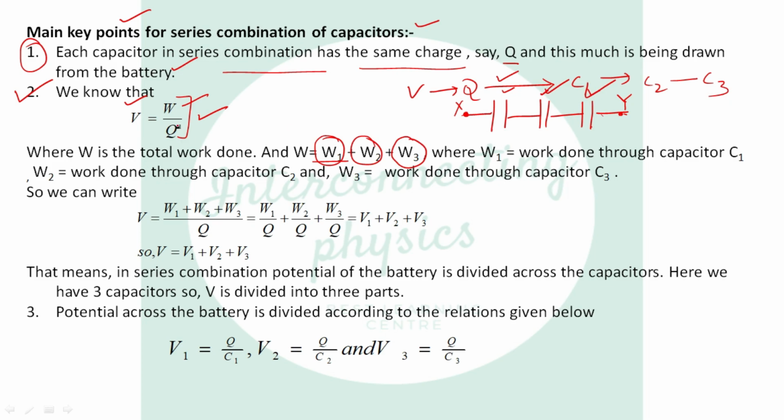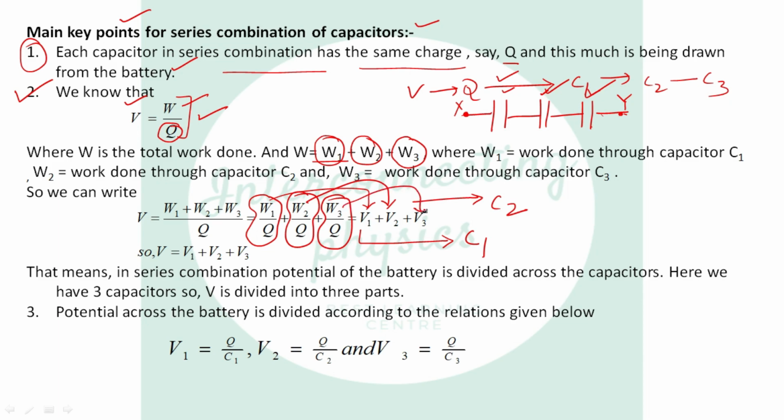So the charge is the same. So the potential will be W1 plus W2 plus W3 divided by Q, and this W1 divided by Q will become V1, that is the potential difference across capacitor C1, and this W2 divided by Q is the potential difference across capacitor C2. And this W3 divided by Q is the potential difference across the third capacitor.